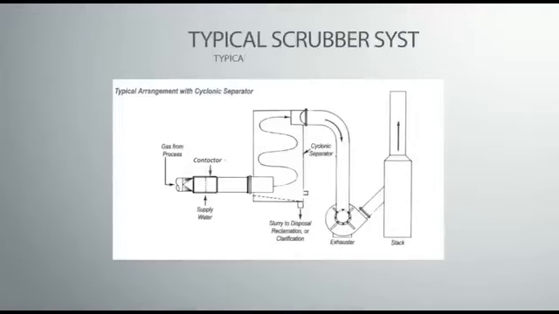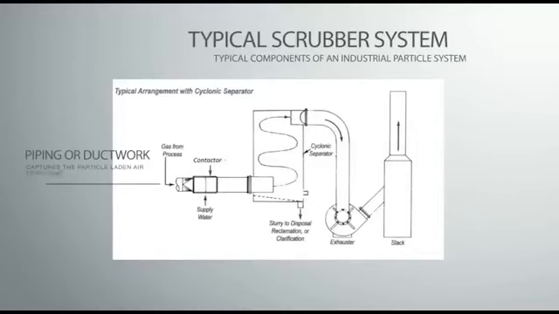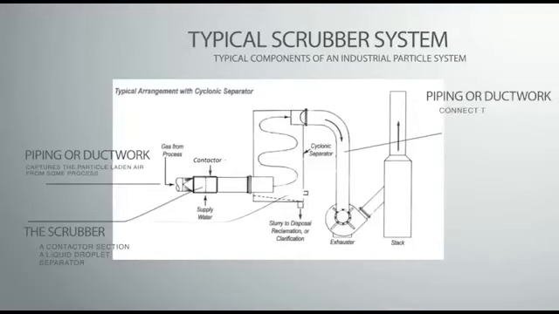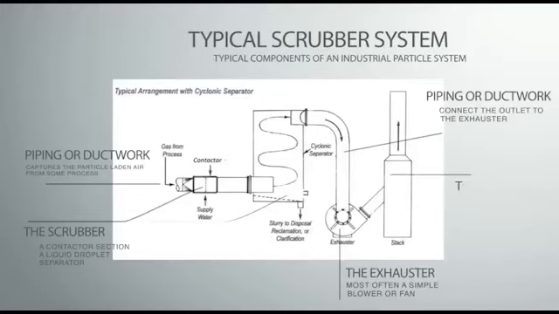A typical scrubber system is usually comprised of the following components: piping or ductwork that captures the particle-laden air from some process, the scrubber that is comprised of a contactor section and a liquid droplet separator, piping or ductwork that connects the outlet of the scrubber to the exhauster. The exhauster can be any fan or other air-moving device, and then finally a stack at the end of the system, which is the exhaust pipe for the industrial pollution control system.